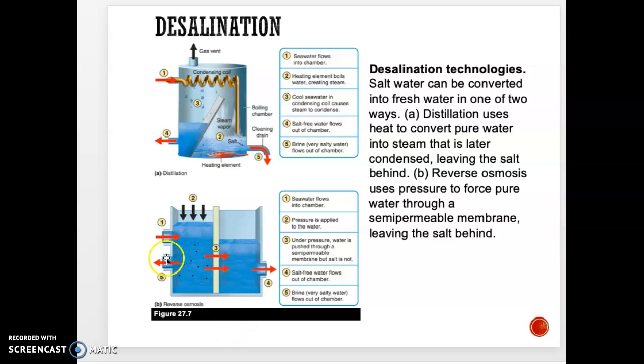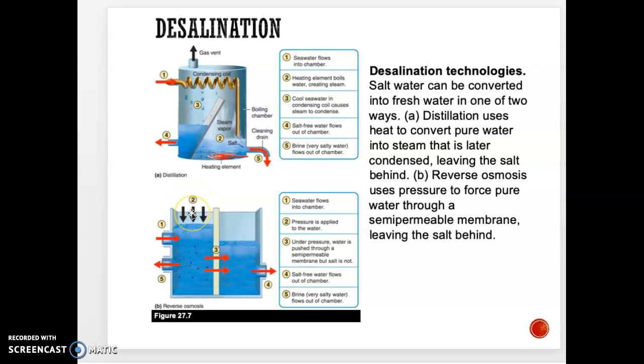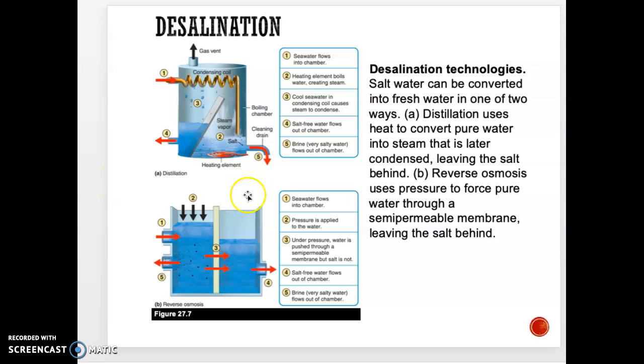So you can see here that the seawater would be brought in through area A here, and then you're going to have some kind of a mechanism up here that's going to be applying pressure to the water. Even the water itself is going to have greater pressure the lower it's found, just based on the amount of water in that column. And then what happens here is this is a semi-permeable membrane.